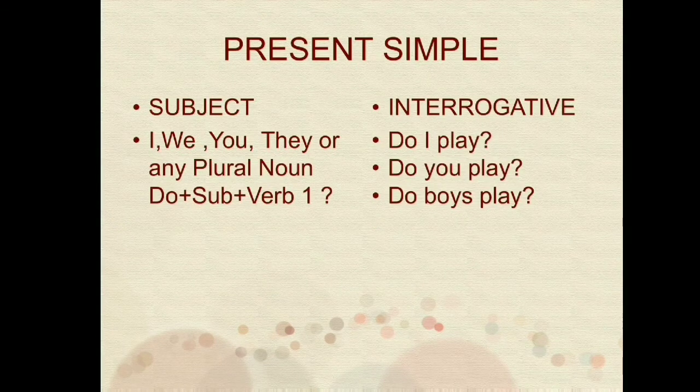So whenever we have subject I, we, you, they or any plural and we want to frame an interrogative sentence, then we can use do at the start of the sentence, then we write subject, then first form. For example, the sentence I play, the interrogative form will be do I play. Some more examples are do you play, do boys play.